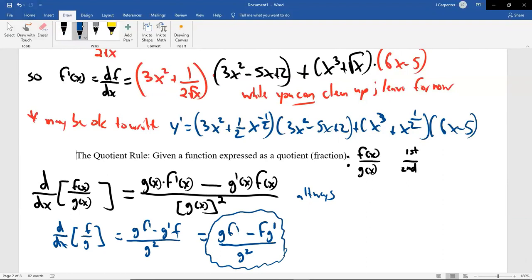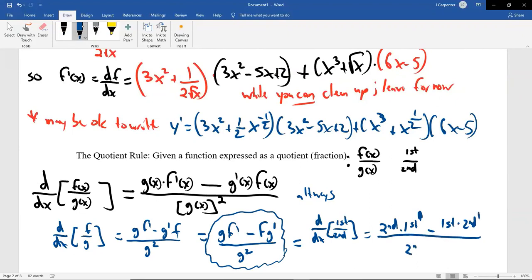So that's my favorite way, which in terms of first and second, so if you say the derivative of the first over the second, that would be the second times the derivative of the first minus the first times the derivative of the second, all over the second squared.